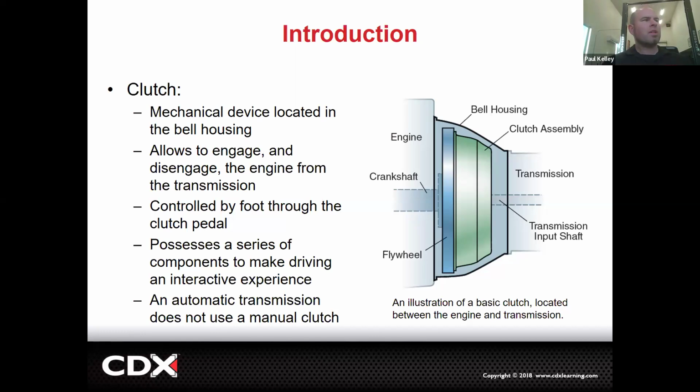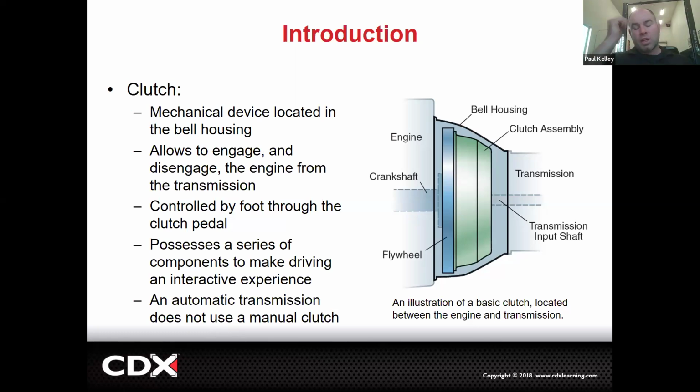And how we control that, you all know, is through the foot pedal. It's going to possess a series of different components. So when someone says, I need a new clutch, you could take that as just that they need a new clutch disc. But if we're going to do a clutch service, we're more than likely going to be replacing multiple components, definitely cleaning up multiple components, and definitely inspecting all the components. So we're going to talk about all the different little parts and pieces.